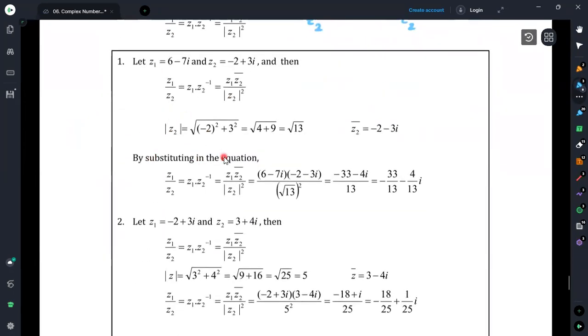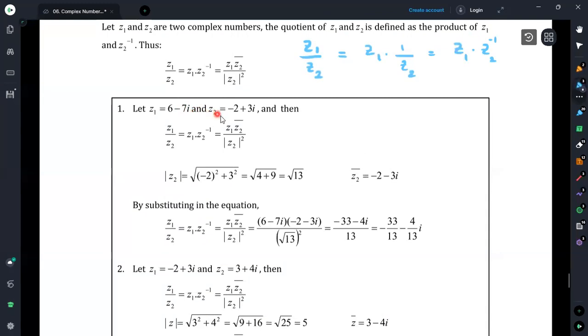Here we can see that Z1 is 6 minus 7i and Z2 is given as minus 2 plus 3i. If we consider the division of these two complex numbers, Z1 and Z2, we get the division of Z1 with Z2. In this way, Z1 is 6 minus 7i and Z2 is minus 2 plus 3i. But rather than considering the division of Z1 and Z2, we can consider the product of Z1 with the multiplicative inverse of Z2.